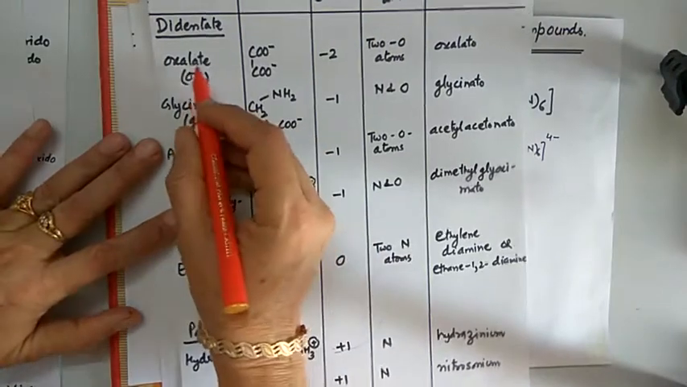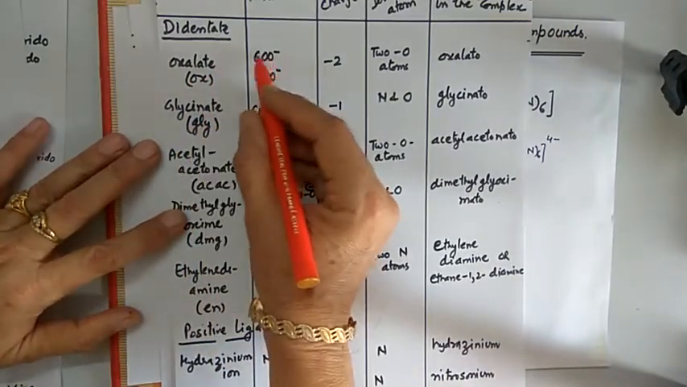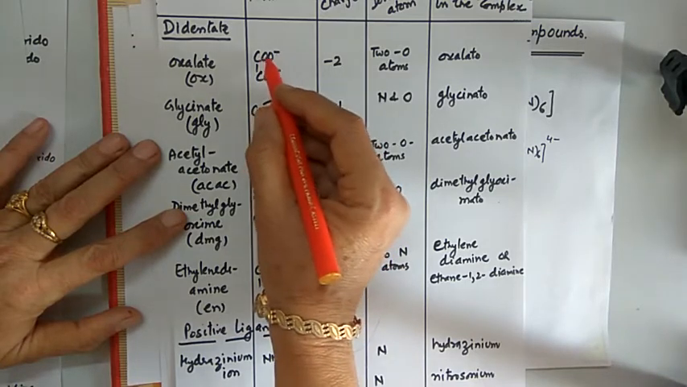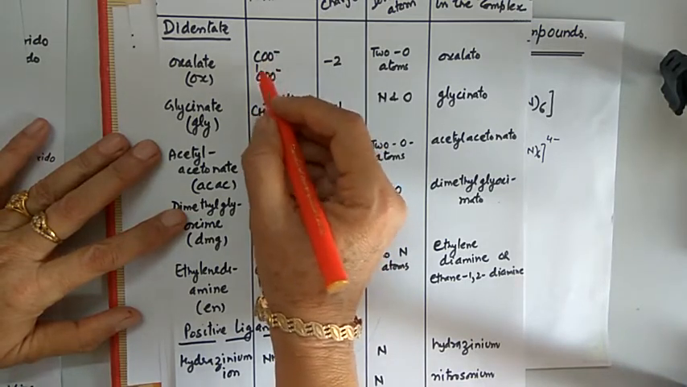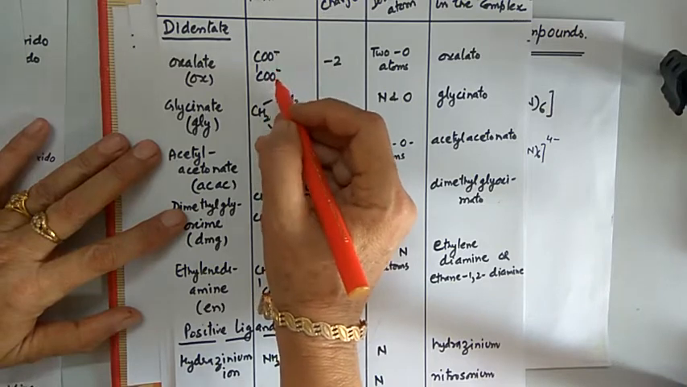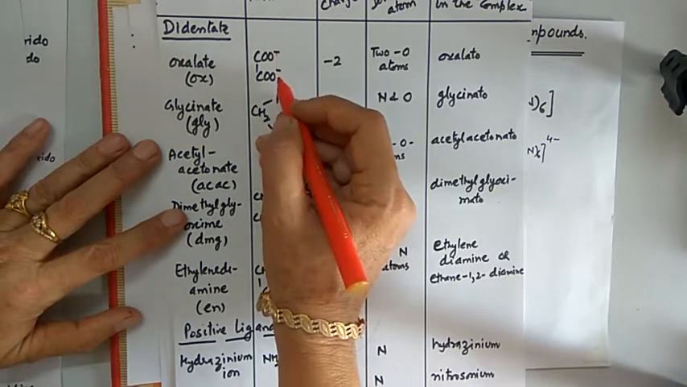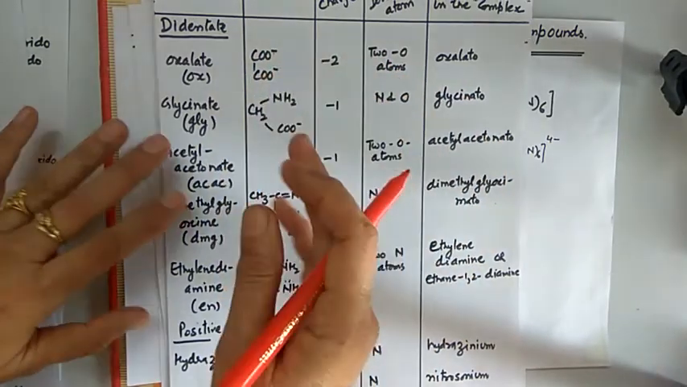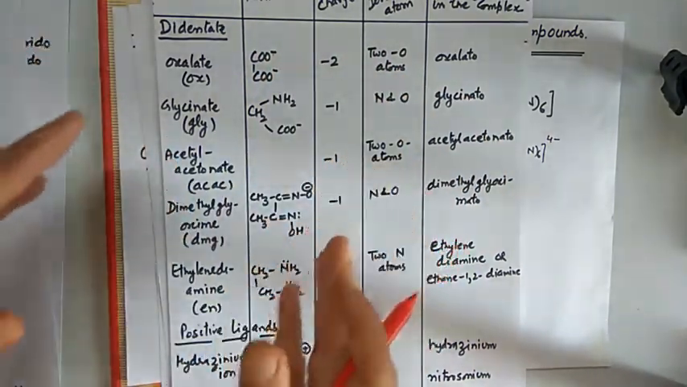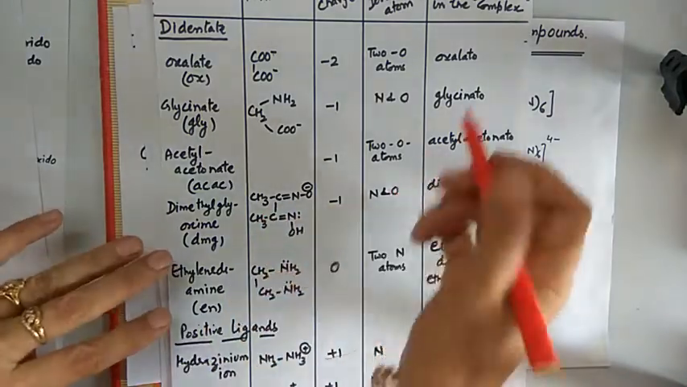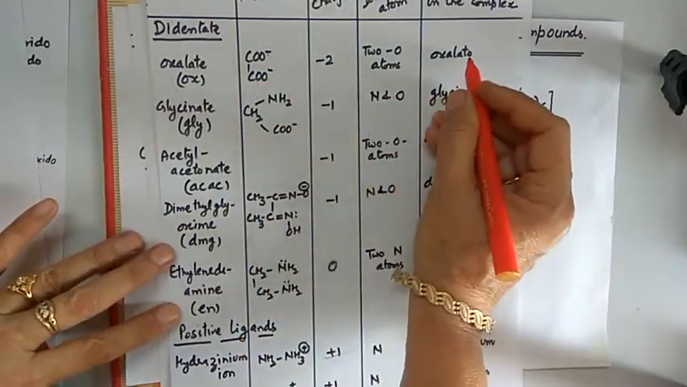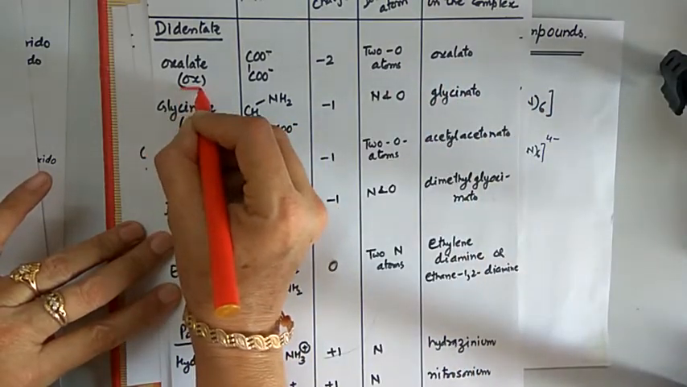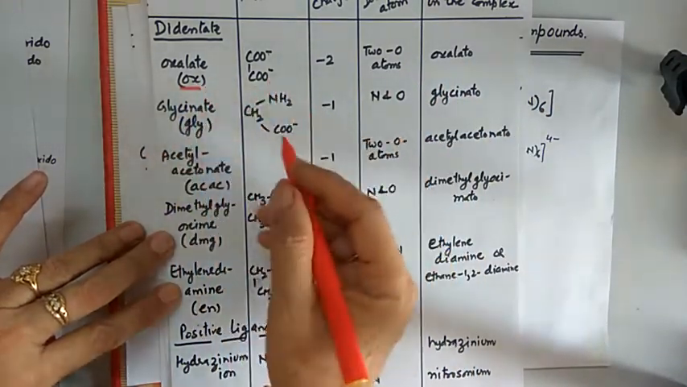A very simple example is oxalate. Oxalic acid, you know, COOH, COOH. H has been removed, so it is COO negative, COO negative. The two oxygen atoms act as donor atoms. They can form coordination bonds. So it is bidentate, meaning denticity, the number of atoms forming coordination bonds, is 2. The name written is oxalato. In the formula, sometimes it is also represented as OX. The symbol for this ligand is OX.